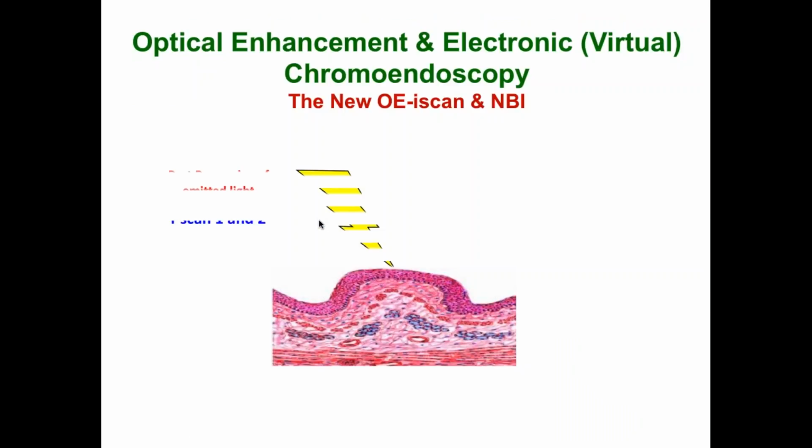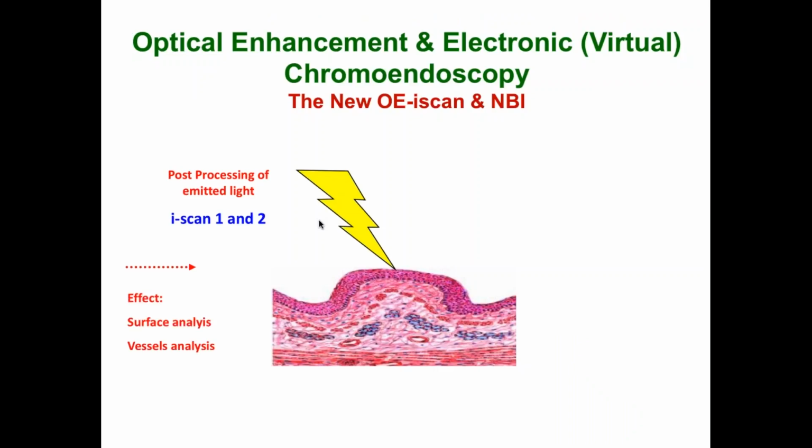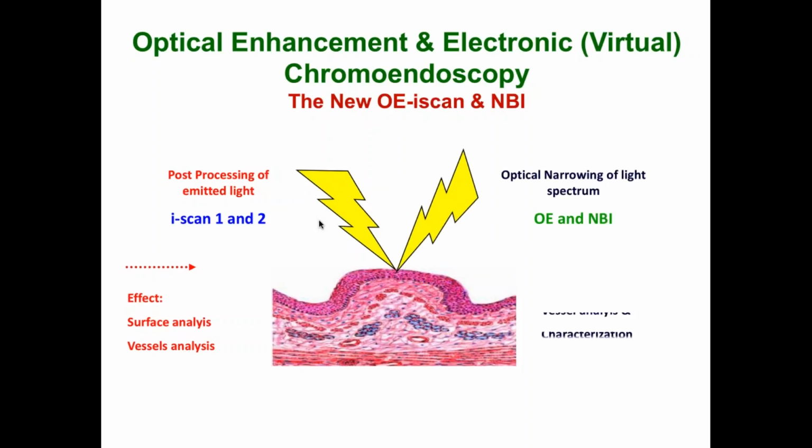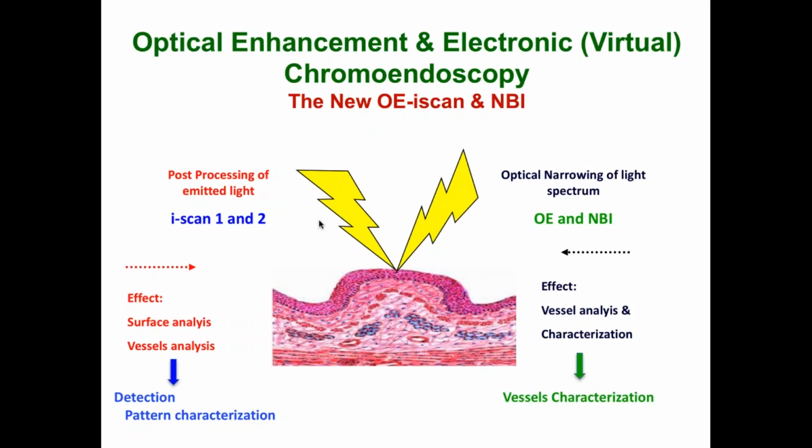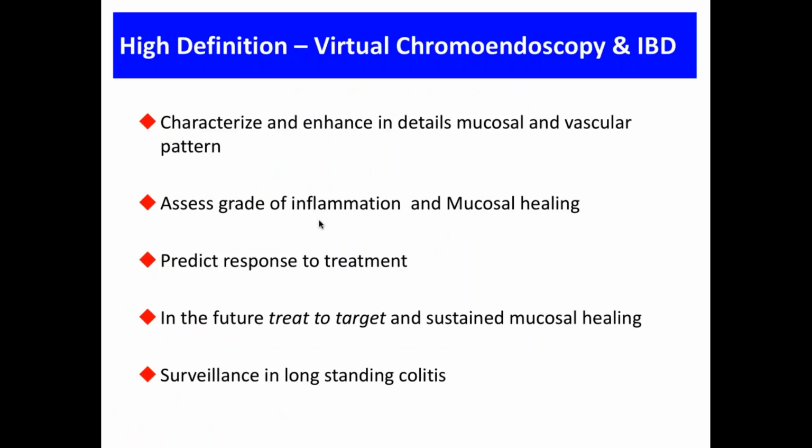New modalities of endoscopes have been developed, and these new endoscopes better characterize and enhance the image. We have NBI, the Fusion, and the latest generation of optical enhancement, iScan, which is a unique combination in one scope. We have post-processing digital chromoendoscopy, which is iScan 1 and 2, and has the capacity to detect and characterize mucosal pattern. And with optical enhancement, like NBI, we have more vascular characterization. We can almost see in vivo diagnosis.